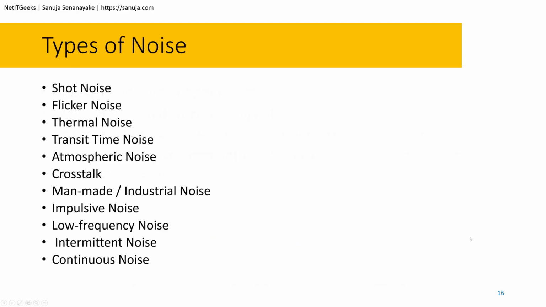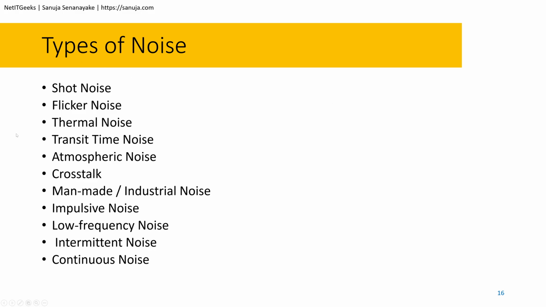Types of noise include shot noise, flicker noise, thermal noise, transit time noise, atmospheric noise, and crosstalk. Crosstalk happens when you put a whole bunch of cables together, bundled up in one single bundle. That could create crosstalk, where EMI and other interferences create crosstalk between two cables.